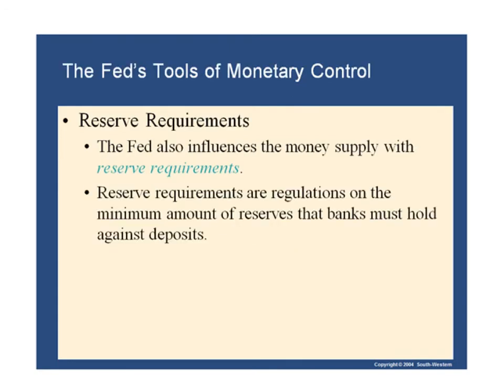The reserve requirement is set by the Federal Reserve in the United States. The reserve requirement is the regulation on the minimum amount of reserves that a bank must hold against its deposits. Now, it's a minimum, a hard minimum, meaning you cannot go below 10% in the United States. That doesn't mean that you have to loan out 90% of your money. You can keep what they call excess reserves.